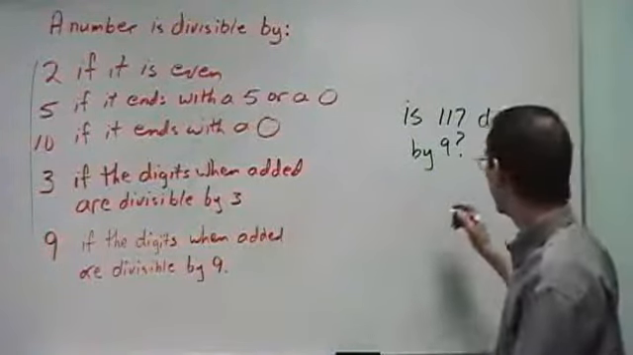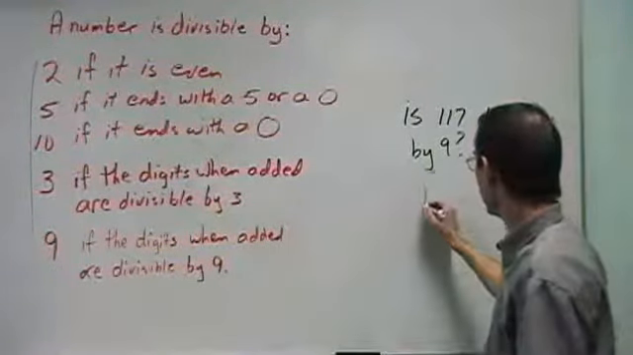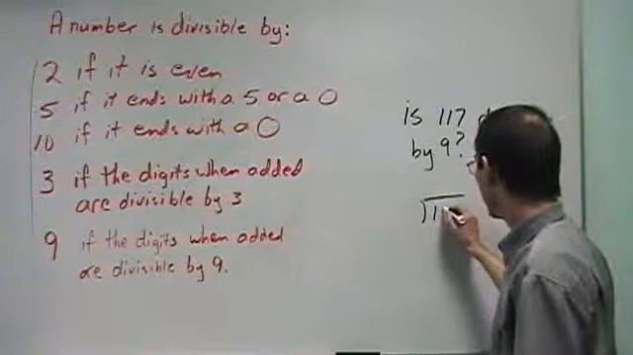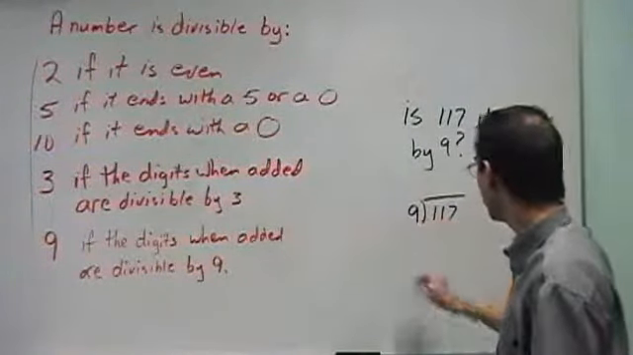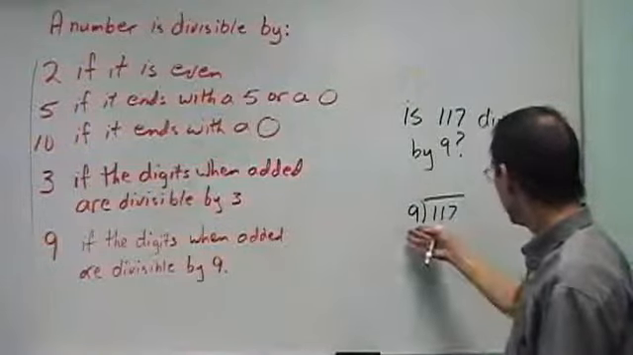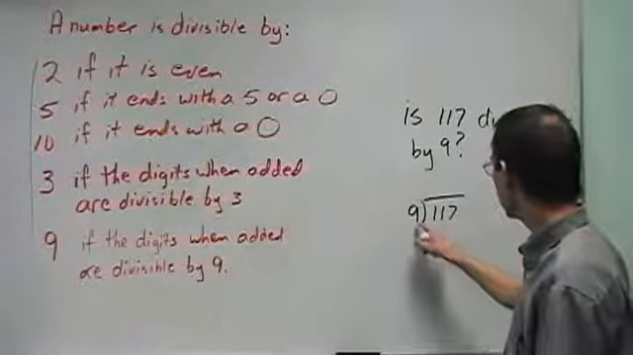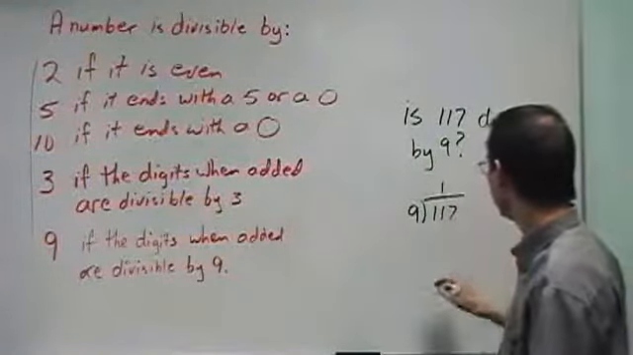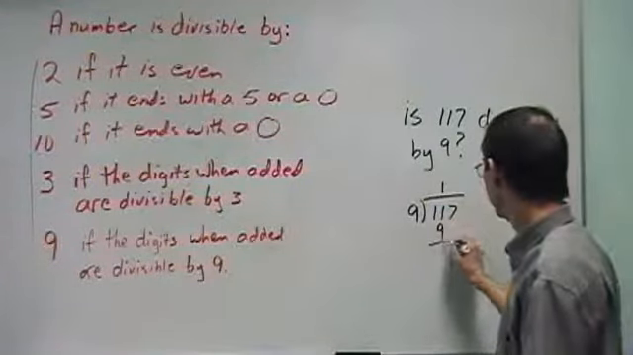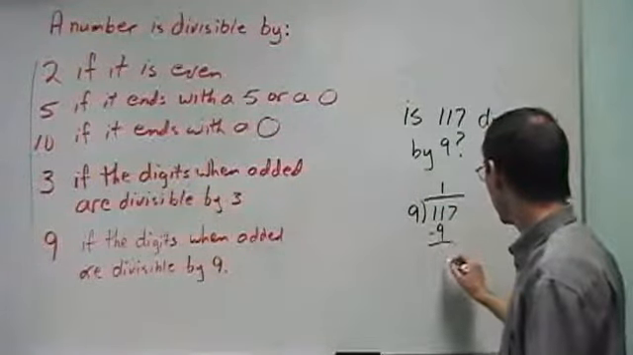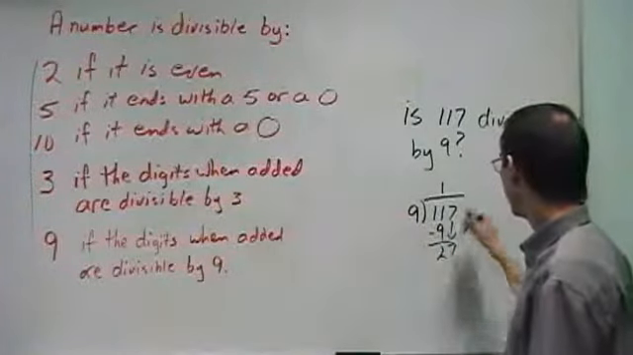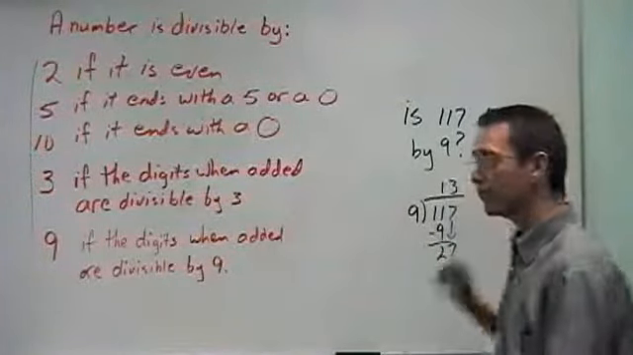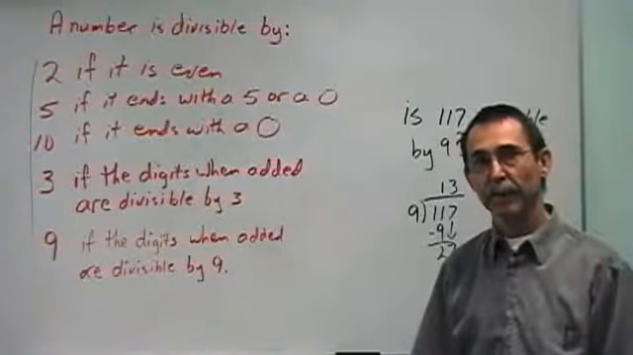And I'll give you a quick verification here. Let's do it. 117, that's 117 divided by 9. Well, 9 goes into 1? Nope, doesn't. 9 goes into 11 once. 11 minus 9 is 2. Bring down your 7. 9 goes into 27 3 times. It sure does. Okay?